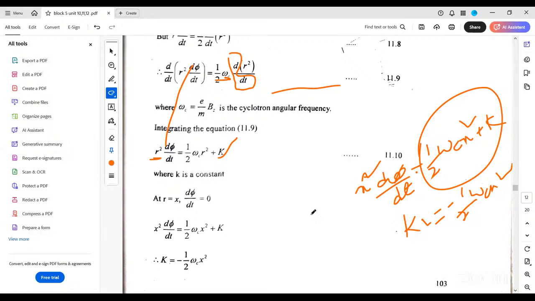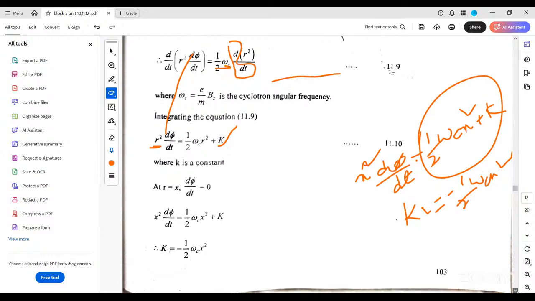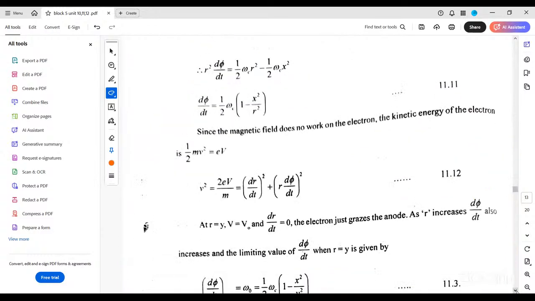This K term I am substituting in equation 11.10. Cross check, did you get the K value? This one I am substituting in 11.10. What is the LHS of the equation? R square d5 by dt. The LHS term is as it is. In the RHS term, in place of K, I'm substituting minus 1/2 omega c x square.